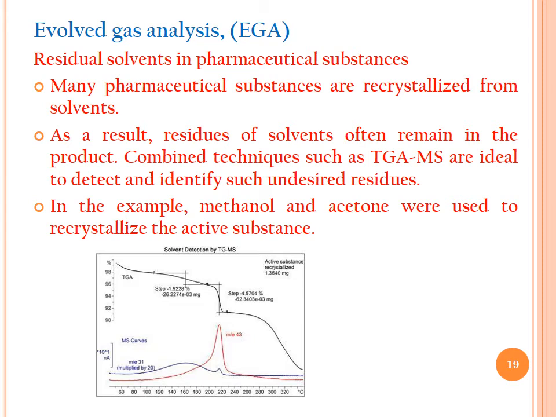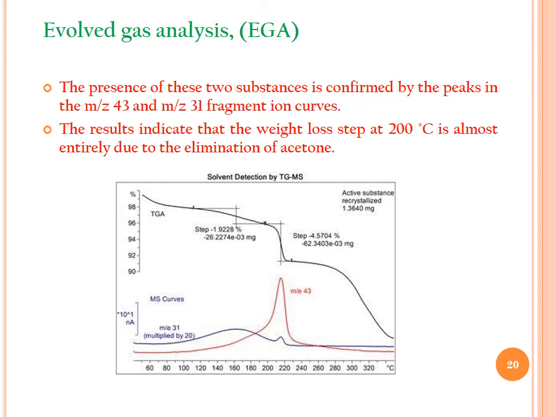two different components that are associated with the drug. The presence of these substances is confirmed by the peaks at mass to charge ratio 43 and mass to charge ratio 31 fragments in the curves. The result indicates the weight loss step at 200 degrees centigrade is almost entirely due to the elimination of acetone.